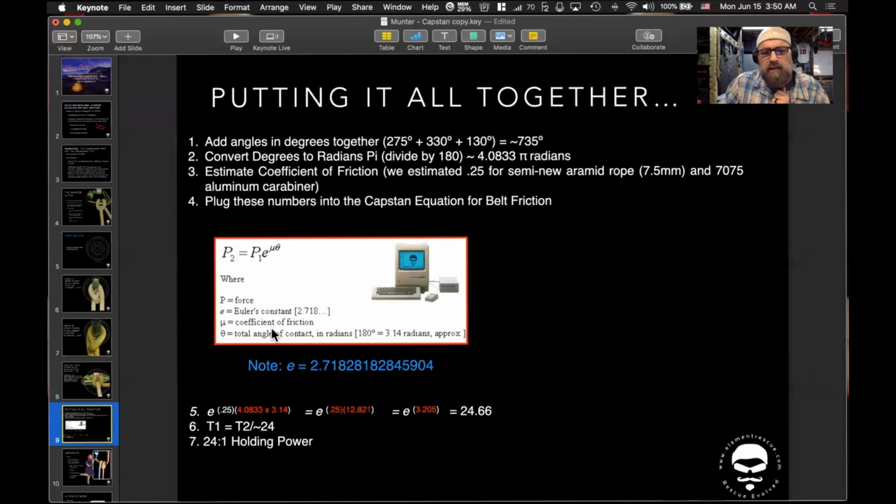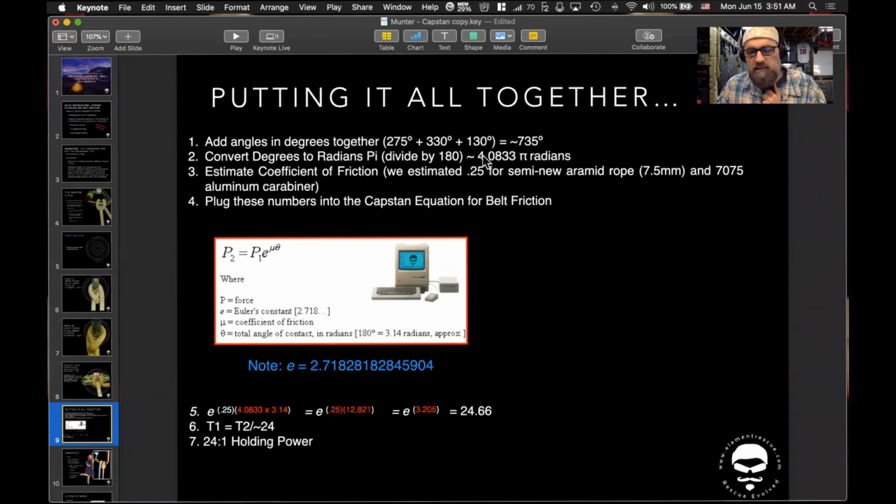So when we put it all together, now that we have our 3 numbers, 275 degrees, 330, and 130, we add them together and we get roughly 735 degrees. What we have to do is convert that into radians, or pi radians. All we have to do is take that 735 and divide it by 180, since it's 180 degrees. This is what we get: 4.0833 pi radians.